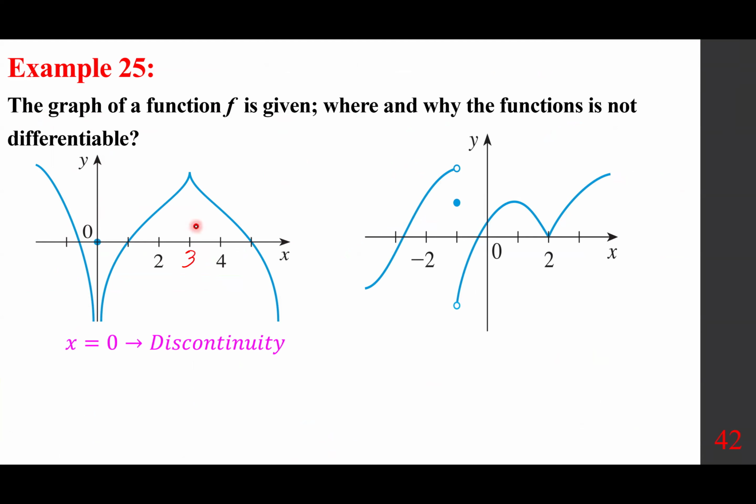The next one, at 3, we have a vertical tangent line. Now I'm going to distinguish between a vertical tangent line and a sharp corner in a moment, but if you think they seem to be the same, that's okay. It's not that big of a deal.